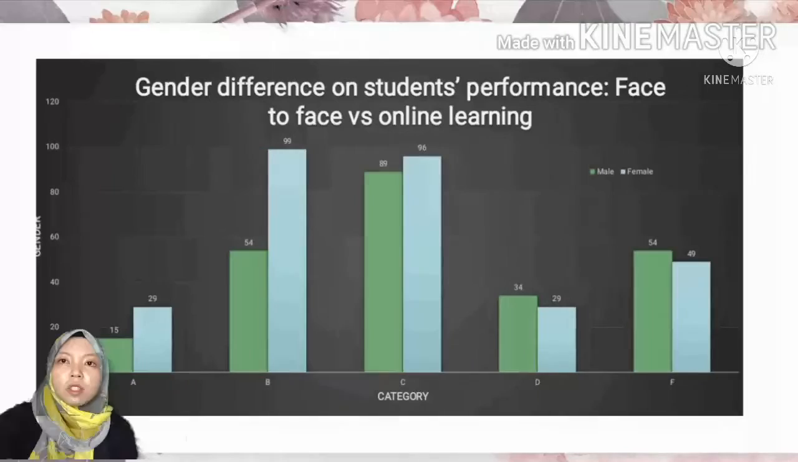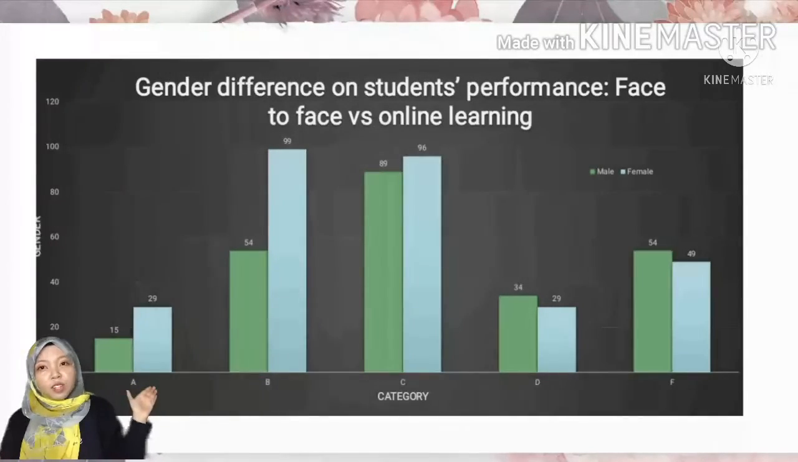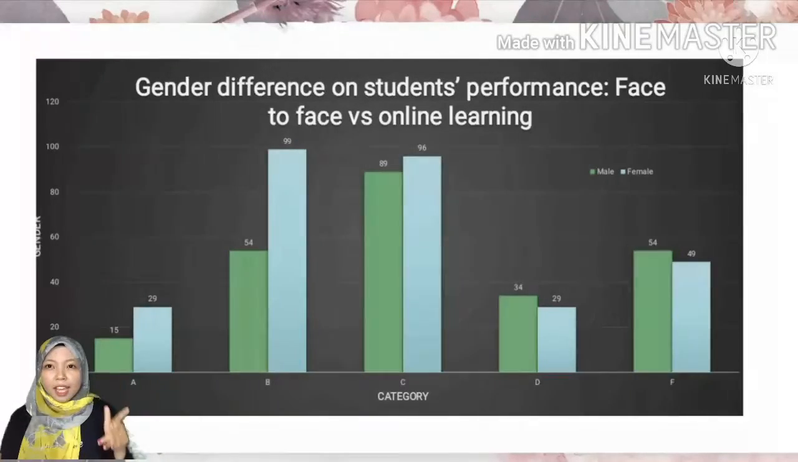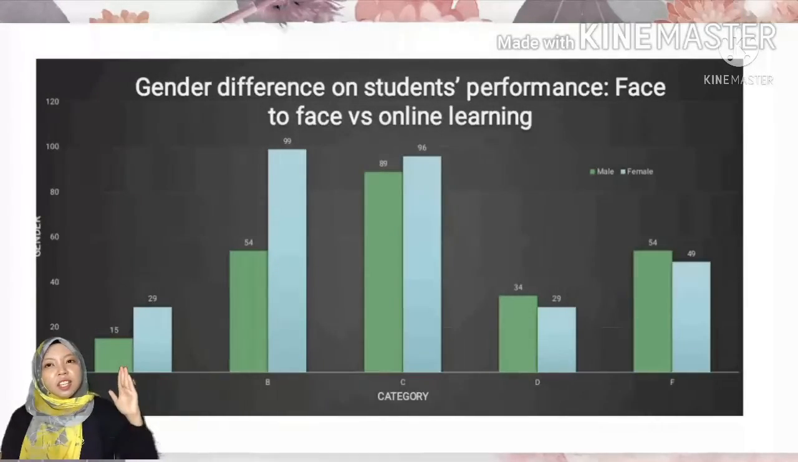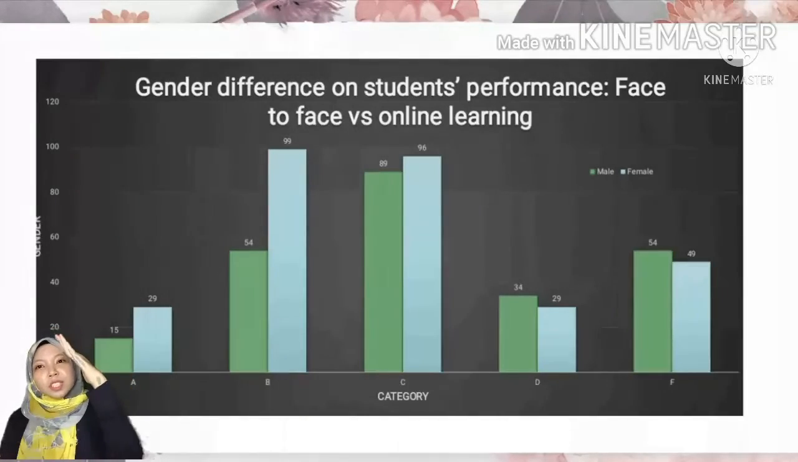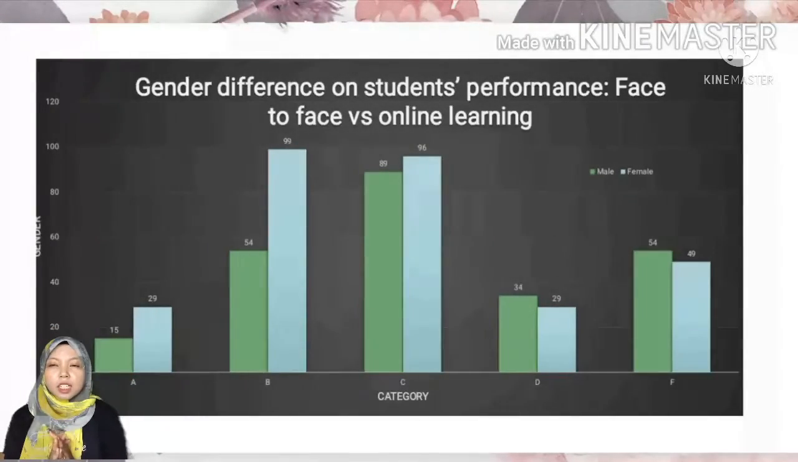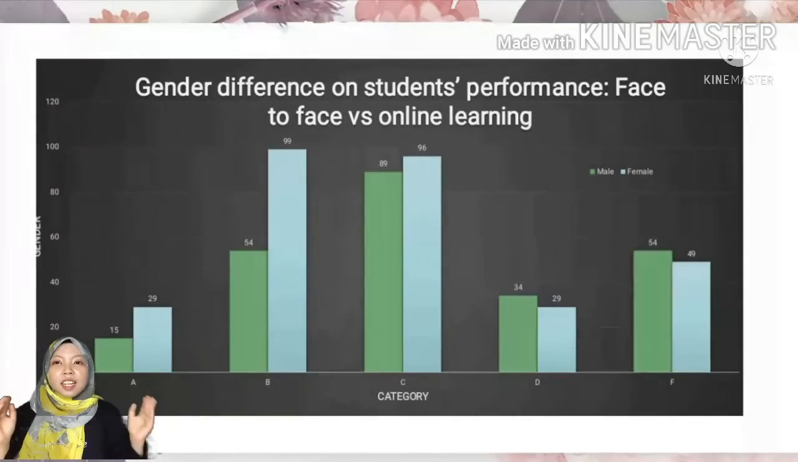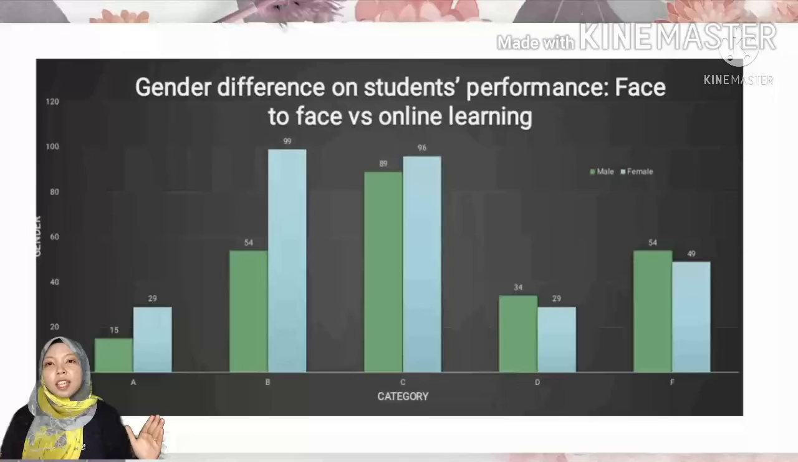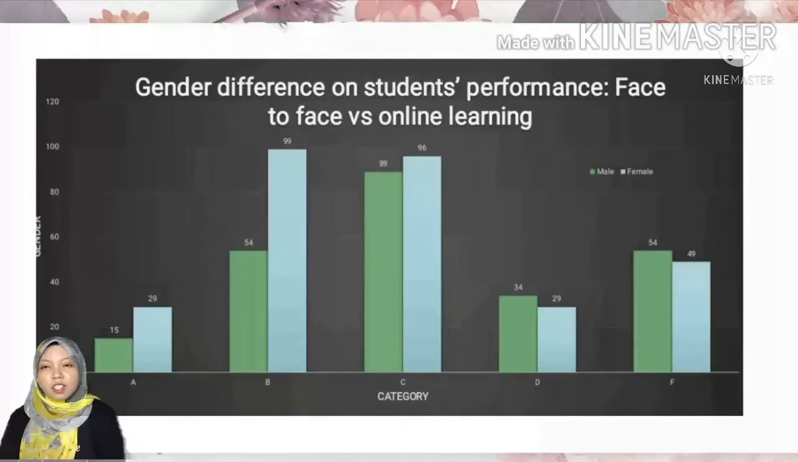Alright. Okay, if you look at this graph, you can see the female students increase sharply from class A to class C. It means class C reaches the peak. You know what I mean? It means this graph shows that from class A until class C it reaches the peak and increases sharply.